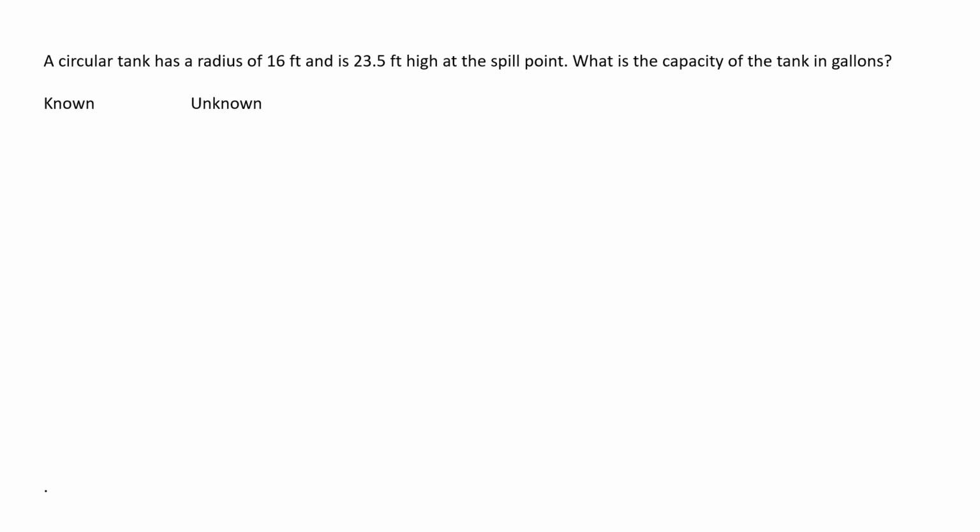Now that I've cleared that alarm, we're going to pull our knowns and our unknowns out of our word problem. What you know is that you have a radius of 16 feet, a height of 23.5 feet, and we don't know the capacity in gallons. Again, we're switching back to 3.14 times the radius squared times height, because this is given the radius. Everything's already in feet, so we can plug it into our formula.